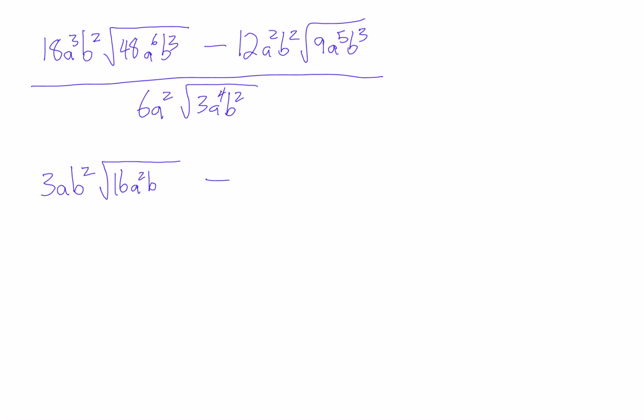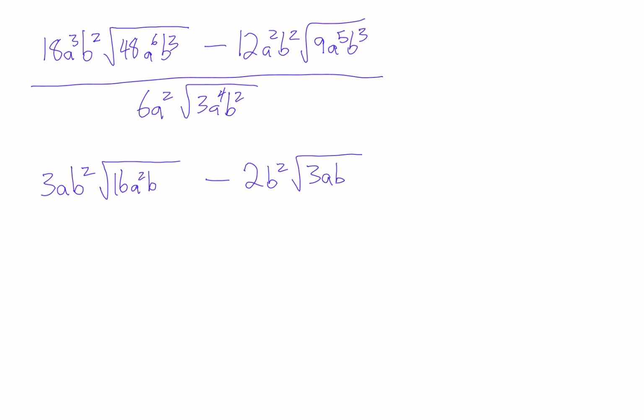Now we do the same thing with the second one. So 12 divided by 6 is 2. The a squareds cancel. We get a b squared left over. And then in the second root we have 9 divided by 3, which is 3. A to the 1, b to the 1. And that's it. So we've done all our divisions.